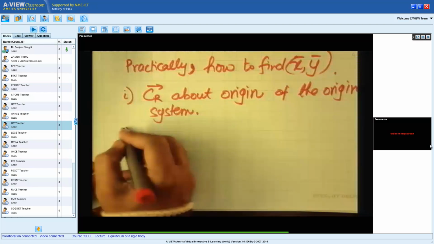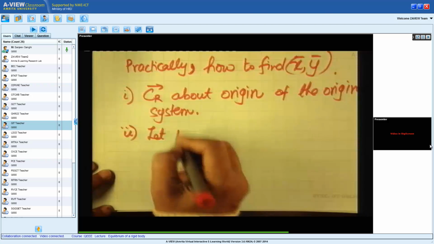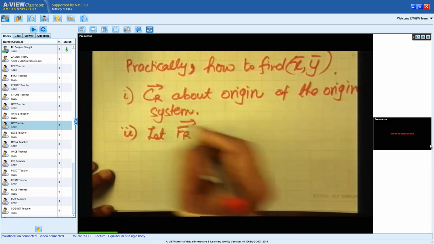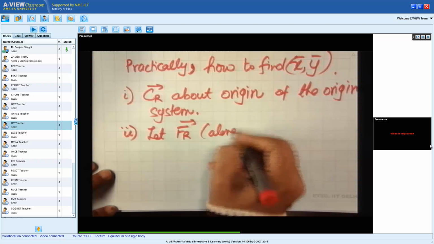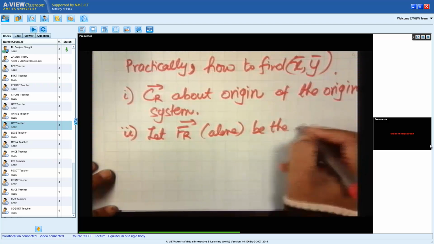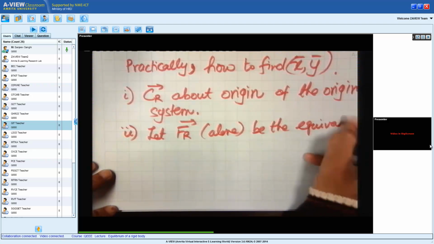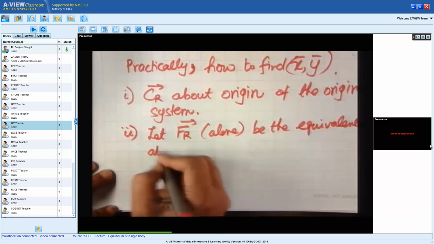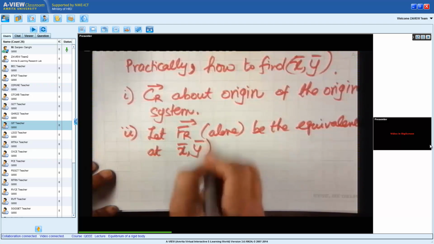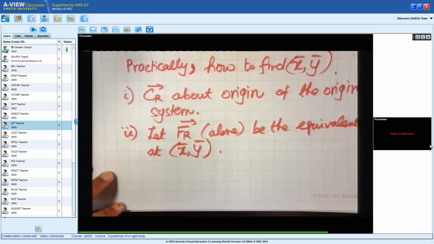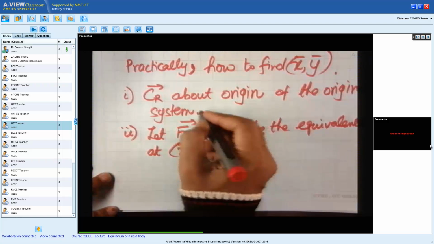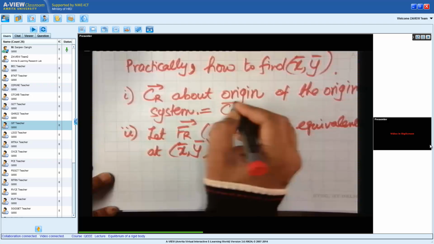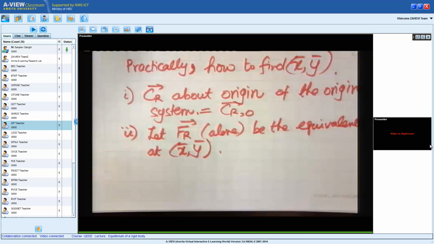Next we will say, let Fr alone be the equivalent at x bar, y bar. And let this, in the first part, whatever Cr we have found about the origin, let that be Cr comma O. I'm just defining this property.